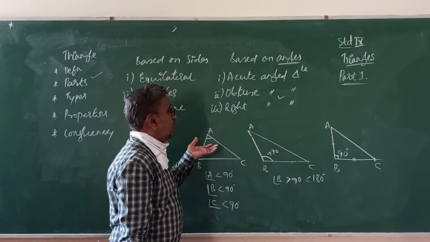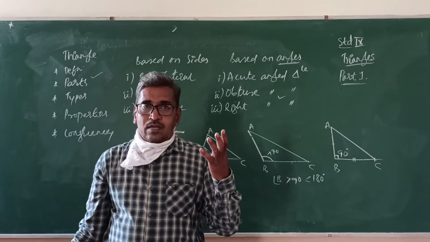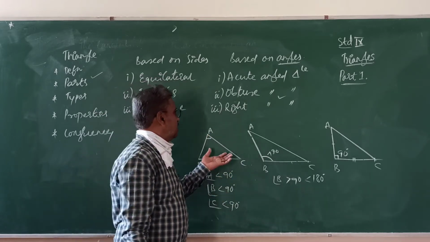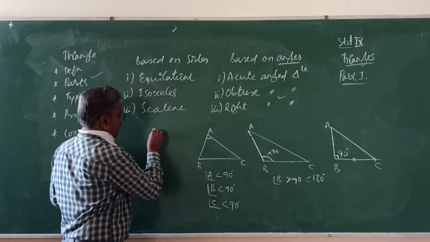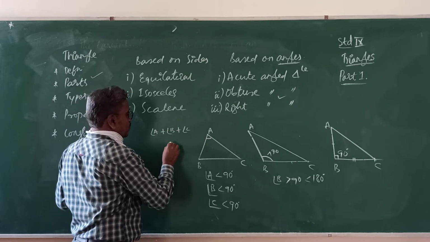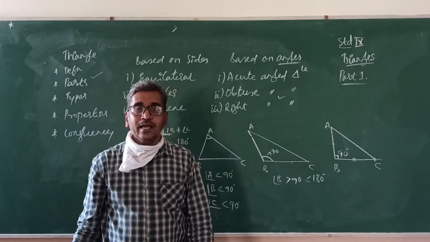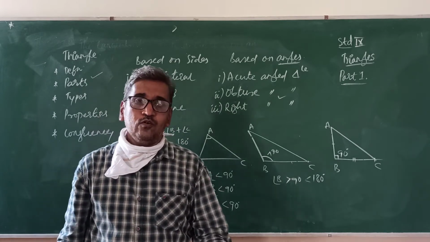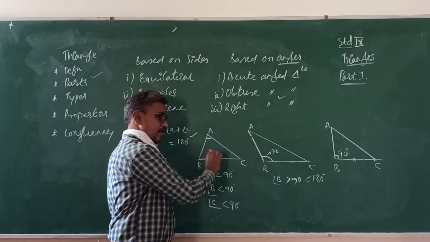So these are the triangles based on angles. There are three types. Angle A plus angle B plus angle C is equal to 180 degrees. We know this very well, so we proved the theorem: the angle sum property of a triangle. The sum of the angles of a triangle is always equal to 180 degrees.